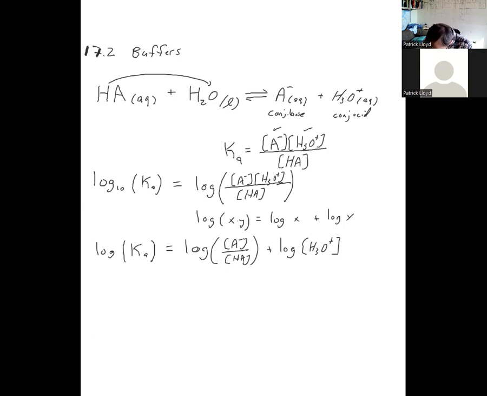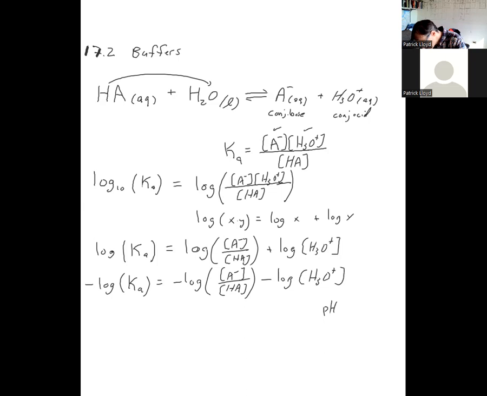Okay, so now what do I do? Now I'm going to multiply the equation through by minus 1. The reason I'm multiplying by minus 1 is because we have this idea of pH, right? We know that pH is the negative log of the hydronium concentration. So we can substitute that in there. Sometimes people will just leave the brackets out just to make it a little bit easier. All right, so that becomes plus pH.